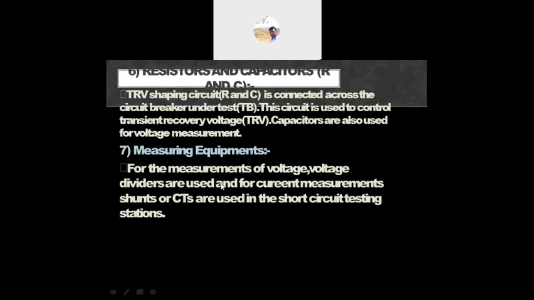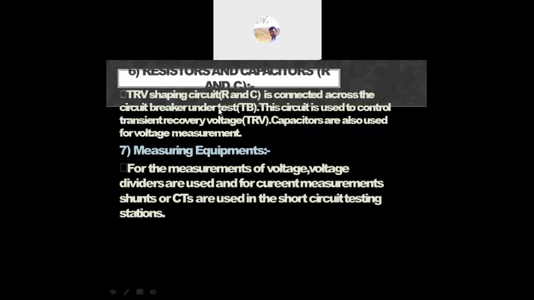voltage dividers are used. The voltage divider divides the voltage and gives the supply to the desired part of the circuit breaker connected in the line. Dividers are used, and for current measurement, shunts are connected in parallel to the short circuit. CTs are also used for the short circuit testing of the circuit breaker.